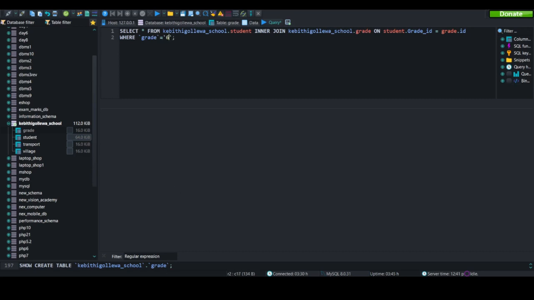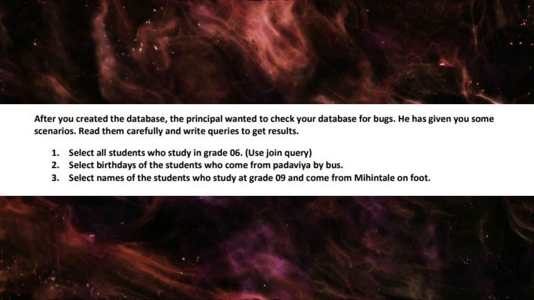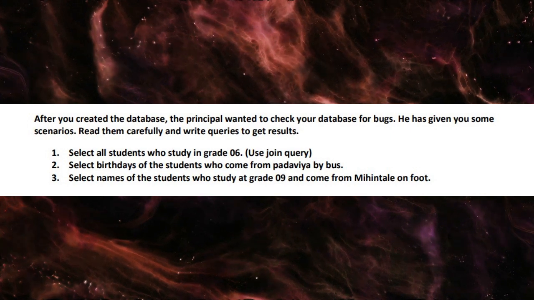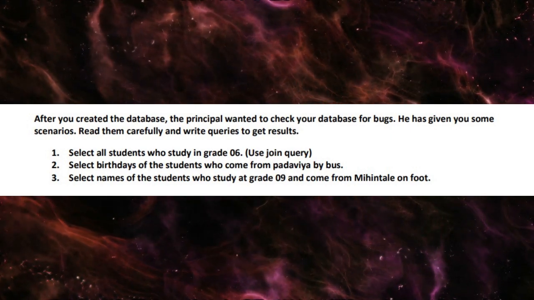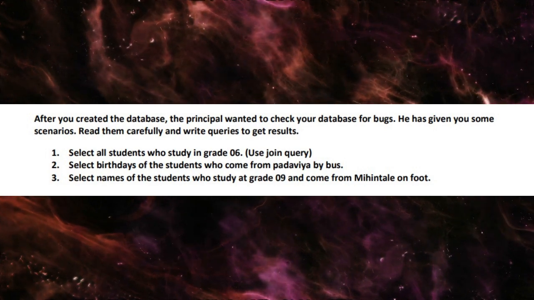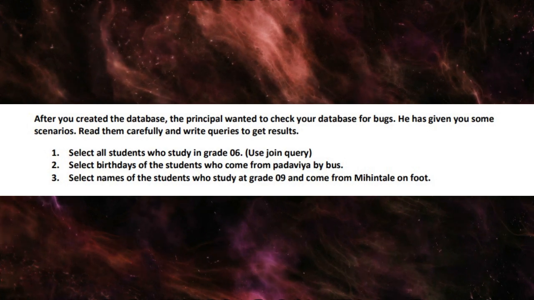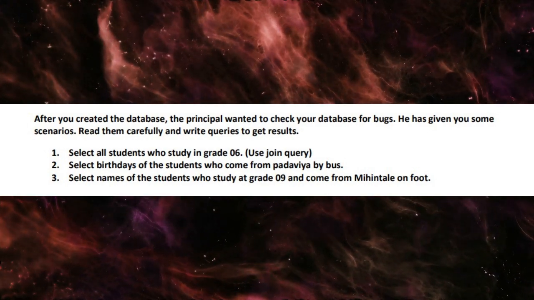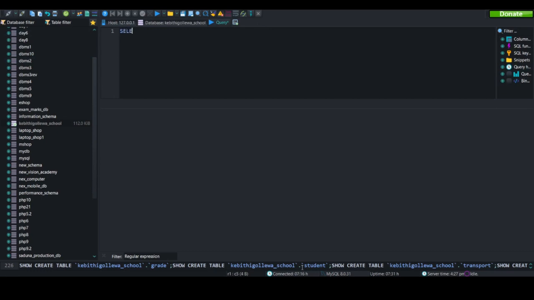Now I have entered the query. Let's execute this. Now you can see 3 students in grade 6. Let's go to the next question. Question number 2. Select the birthdays of the students who come from Padaviya by bus. In our next query, we need to find the birthdays of students who come from Padaviya and use the bus as their transportation method. I write a query like this.